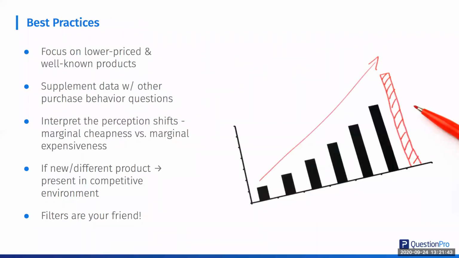So what are the best practices when it comes to using Van Westendorp? The first one is to focus on lower priced products as well as well-known products. For example, fast-moving consumer goods, because we will have a broad target group.